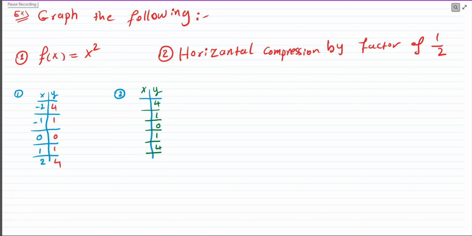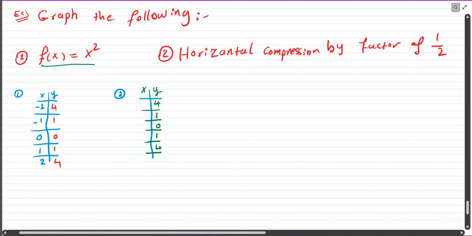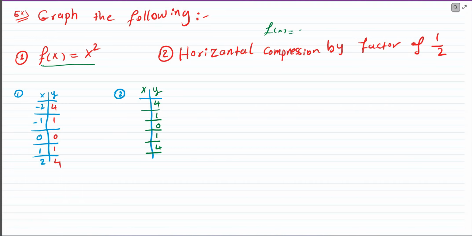So, dear students, the question is saying graph the following. First one, you have f of x equals x power 2, and the second one, horizontal compression by factor of 1 over 2 for f of x equals x power 2, okay? So first, let's graph x power 2, then the horizontal compression for x power 2 by factor 1 over 2. Horizontal compression, students, we say the factor is how much? Is 1 over 2. So when you write in the rule, this is going to be f of 1 over 2 x, right, which is equal to f of 2x, correct?